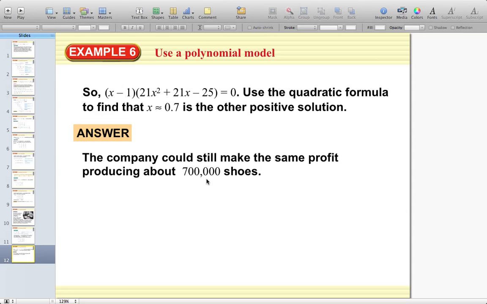So if the company produces 700,000 shoes, it's going to make the same profit as if it were to make 1 million shoes. So a lot less work for fewer shoes. I think that's a good idea. So that's it for lesson 2.5, and we'll do some more practice in class. Please come with questions.